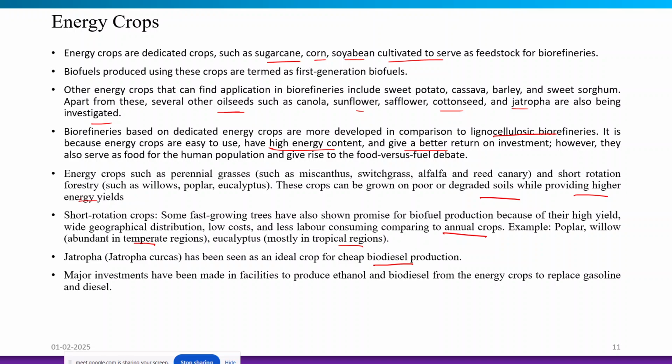It is worth mentioning that major investments have been made in facilities to improve ethanol and biodiesel production from the energy crops, to replace gasoline and diesel consumption in the market.